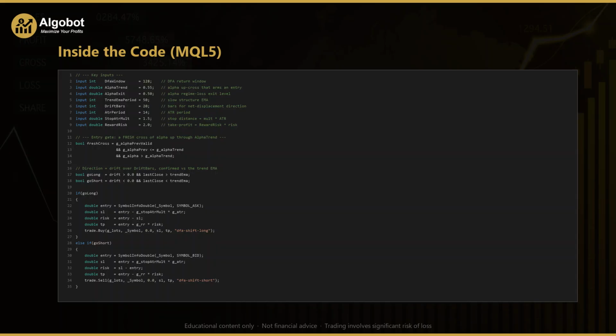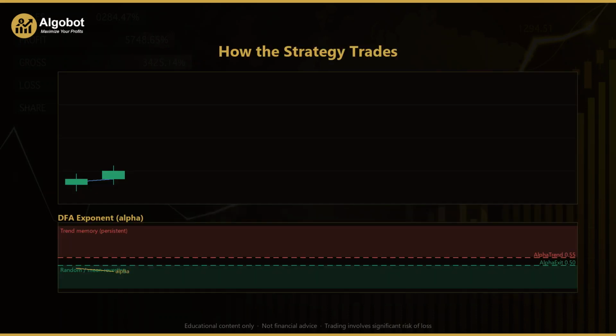The short block is the mirror image. Entry is the bid. The stop sits above at entry plus the ATR distance. And the take profit is placed below at reward risk times the risk before trade.sell is called. Same structure, opposite side. Let's bring this to life on the chart.